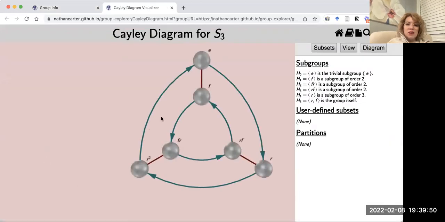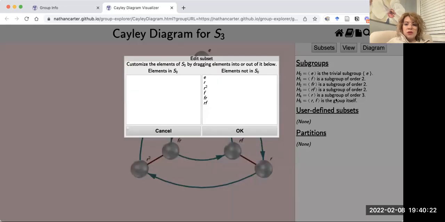So let's look at the Cayley diagram first. Okay, and I'm going to pay attention to the side panel that we've been ignoring a little bit, where it lists all of the subgroups. So if I right click on any of the subgroups, I'm going to get a couple of options, and one of them is this. So let me look. I'm going to start by looking at H4 that's generated by R, the subgroup of order 3.